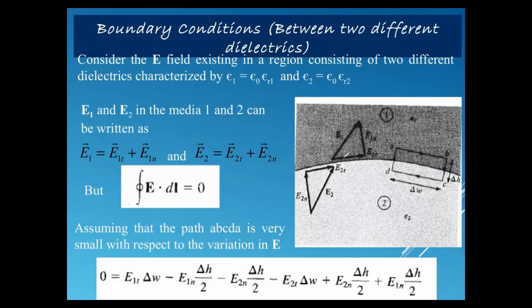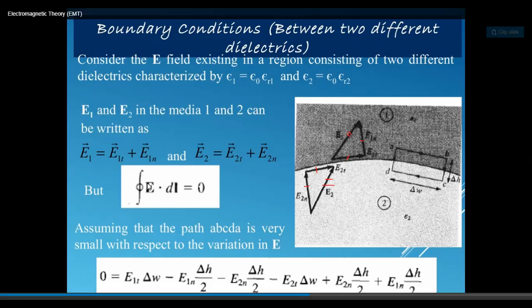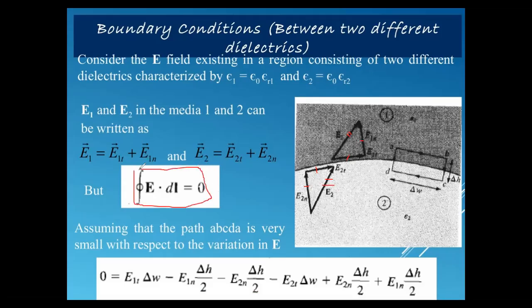You can see the vector diagram here. E is given like this; one component is tangential and the other normal, so it is the vector sum. This plus this will give you this. Here also, this plus this will give you this. No problem? So this is the general idea, but a very important point comes here: the line integral over a closed path is always 0.